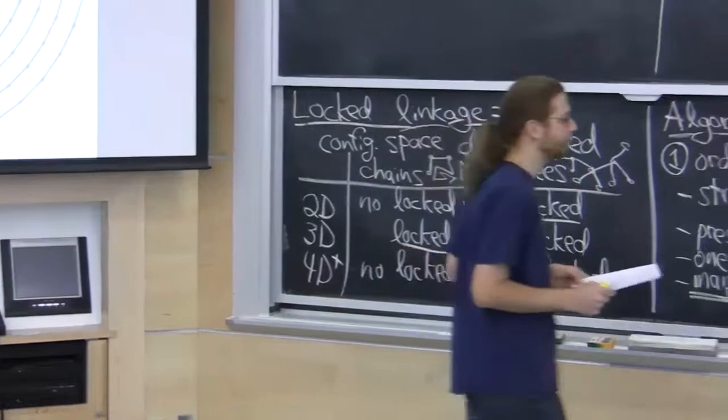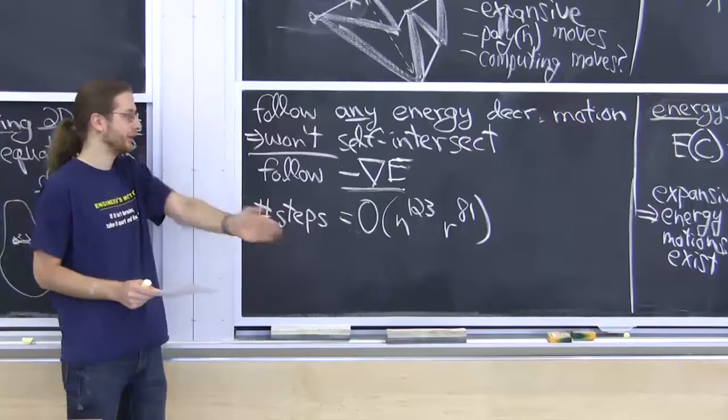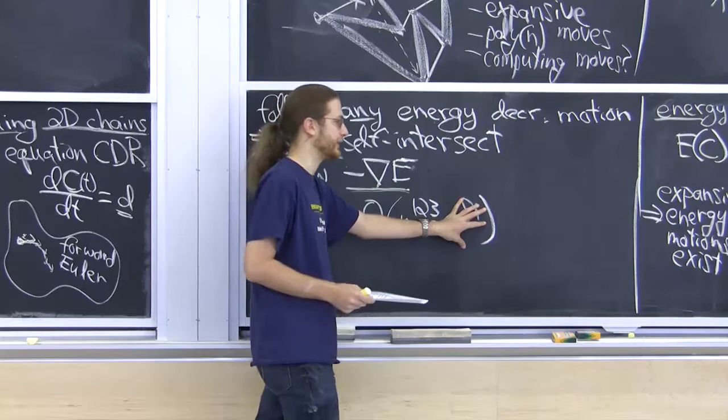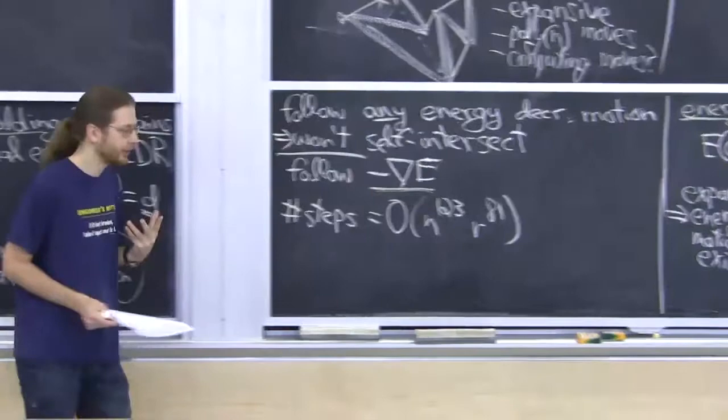So that's pseudopolynomial number of steps. It's interesting. Each of the steps is actually a very nice motion. It just moves along a straight line in configuration space. It'd be nice to know whether you can actually achieve a polynomial number of steps independent of R. I think the answer is no, it's not possible for some linkages that are really tight. I think you need a polynomial dependence on R, at least a linear dependence on R, but I don't know how to prove that. It's a nice open problem.